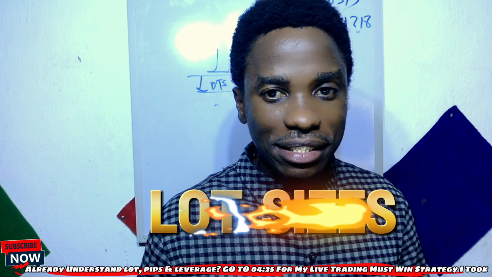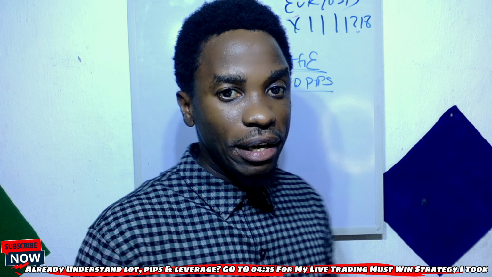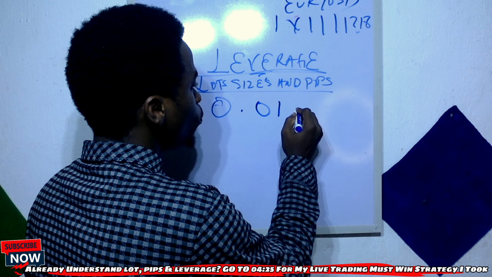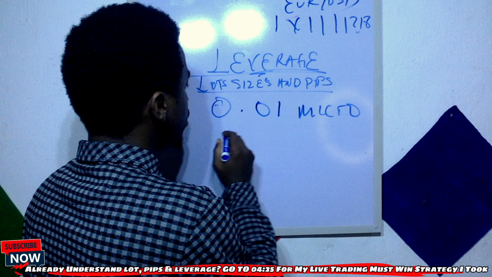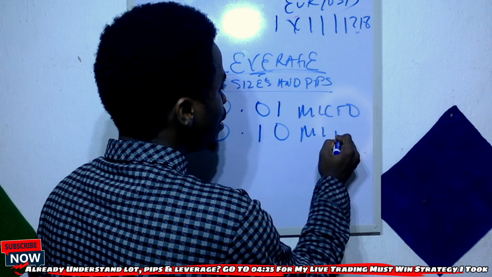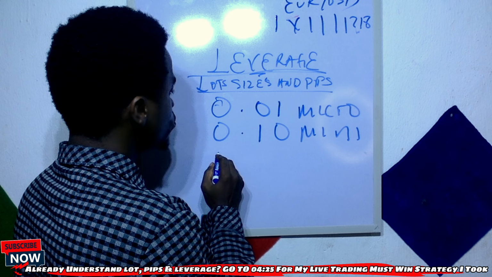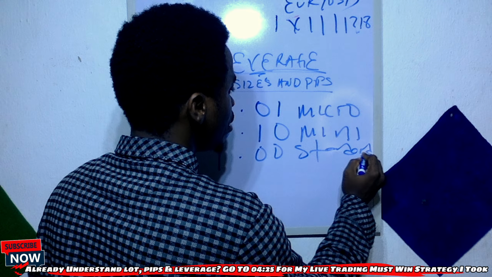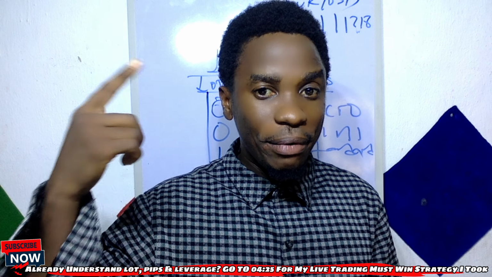When it comes to lot sizes, there are 3 lot sizes you'll be considering. We have the 0.01, which is the micro. We have the 0.10, which is the mini, and we have the 1.00, which is the standard. I'm going to be showing you how much you'll be getting in each of the lots when 1 pip goes up or comes down.